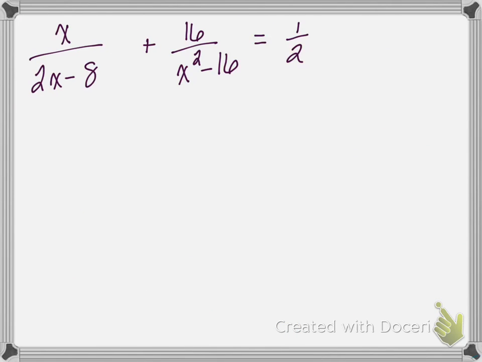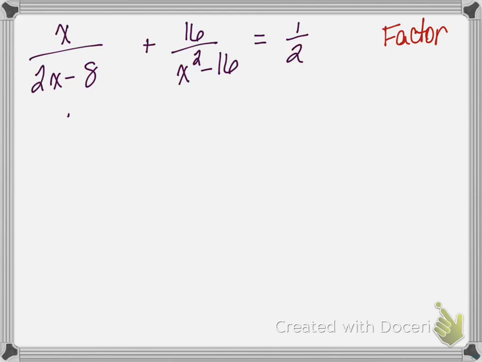Let's do this one because we are running out of time. So I have x over 2x minus 8 plus 16 over x squared minus 16 equals 1 over 2. Okay. The first thing I want you to do is factor the denominator. We are factoring the denominator.